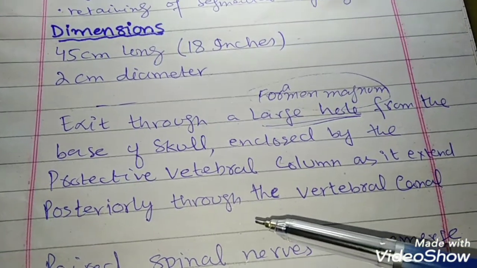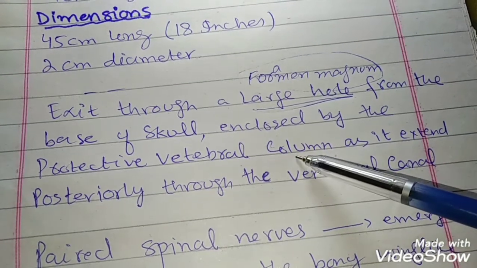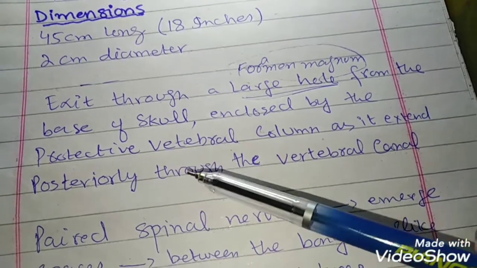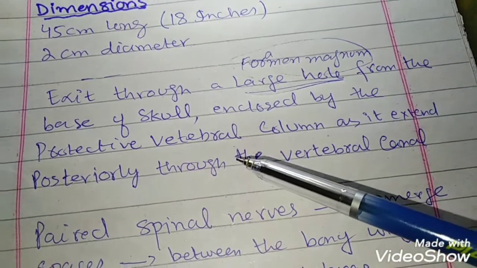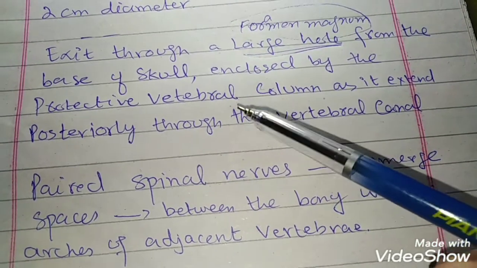the vertebral canal, which is present inside the vertebral column. The vertebral column protects the spinal cord, and the spinal cord is also protected by the meninges: dura mater, pia mater, and arachnoid mater.